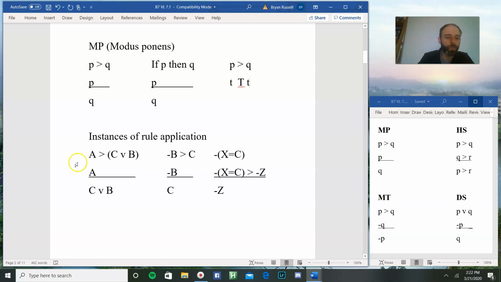So look at the first one over here. Here we have A horseshoe (C wedge B). And then on the second line we have A. So what can we derive from that using MP?